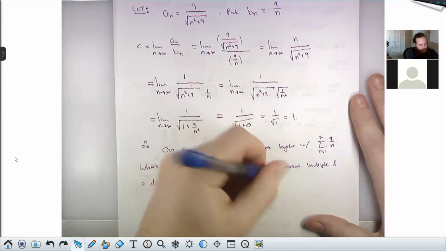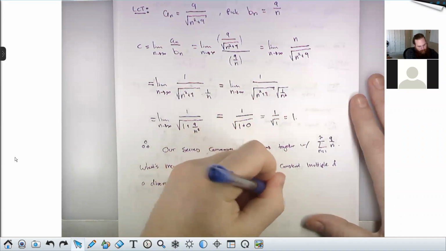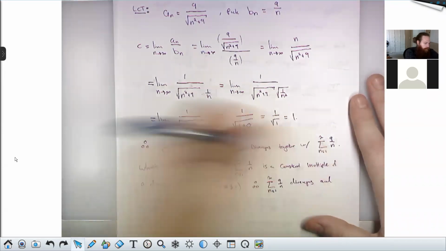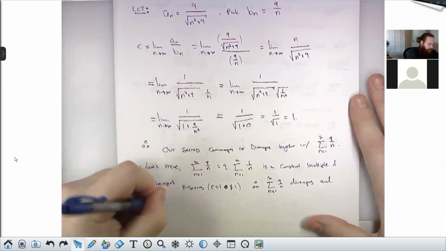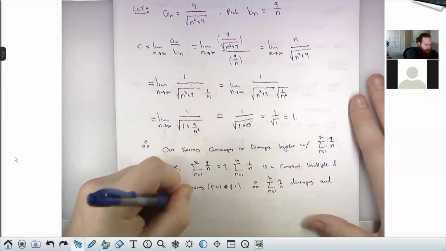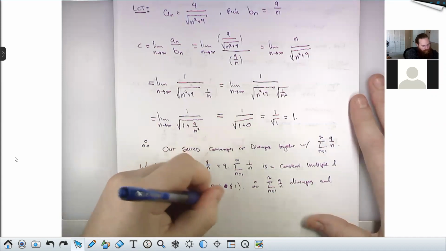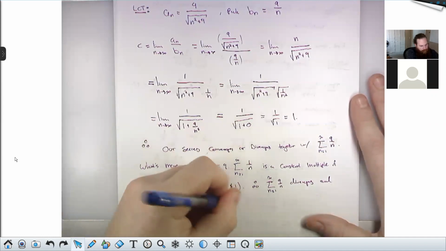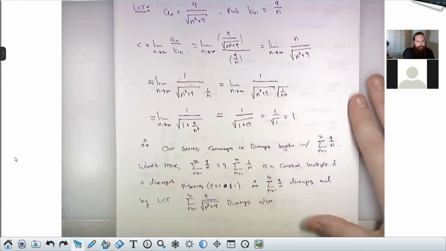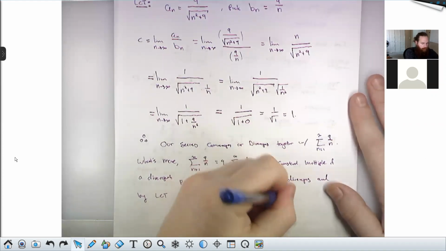Therefore, sigma n equals 1 to infinity 9 over n diverges, and by LCT, our series diverges as well. Sigma n equals 1 to infinity 9 over square root of n squared plus 9 diverges also. Okay, so that's how this works.